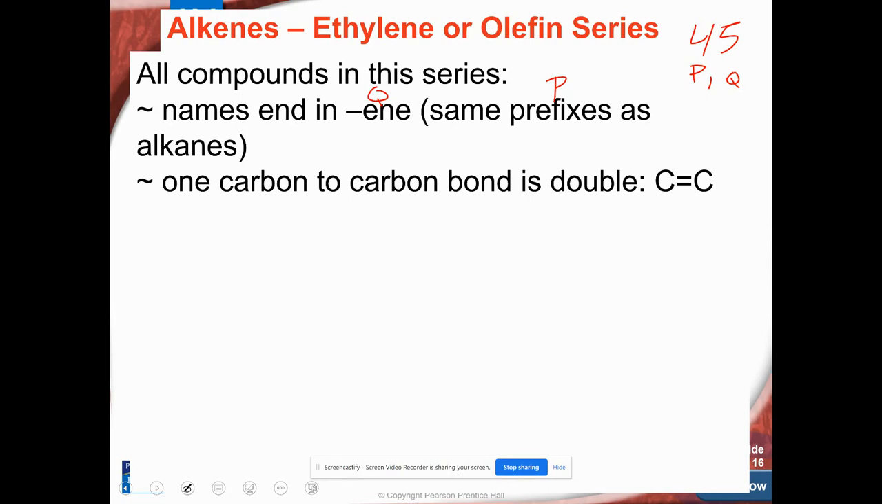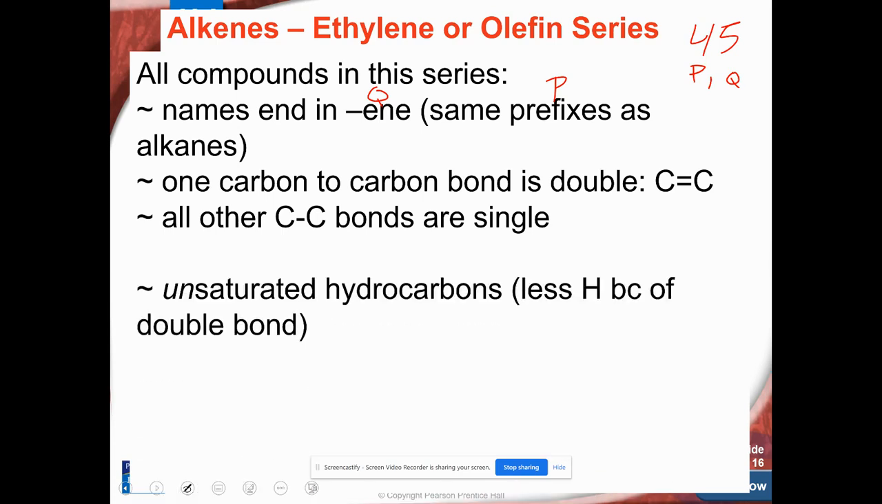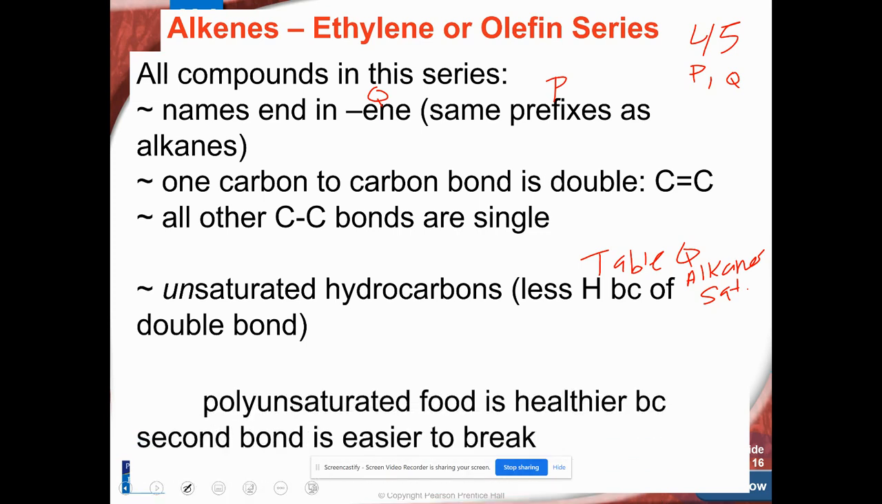So we have a carbon-carbon double bond, and then all the other carbon bonds are single. We say these are unsaturated. So on table Q, we have the alkanes, right? Those are the single bonds, are saturated. And so then our alkenes are unsaturated, right? Because there's less hydrogen, less full of hydrogen.